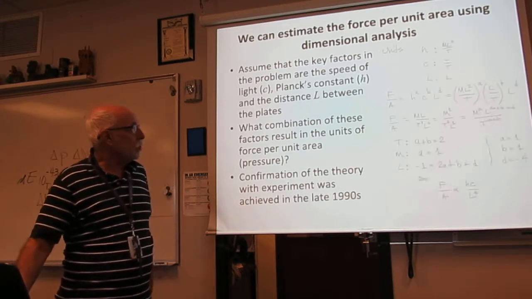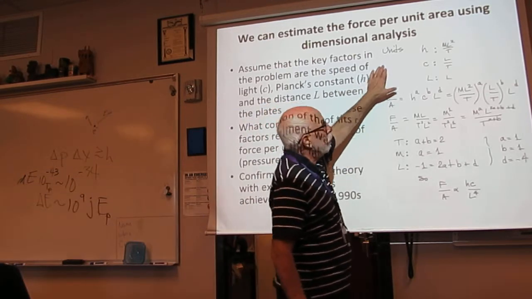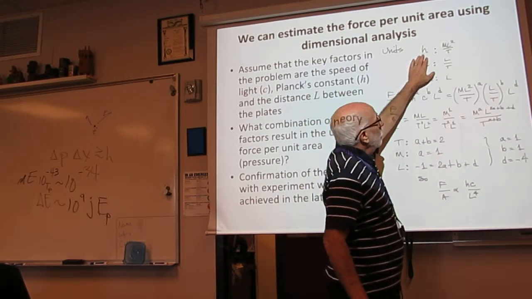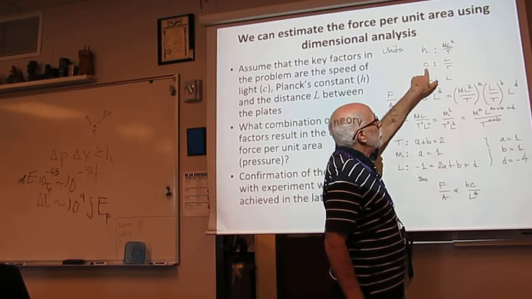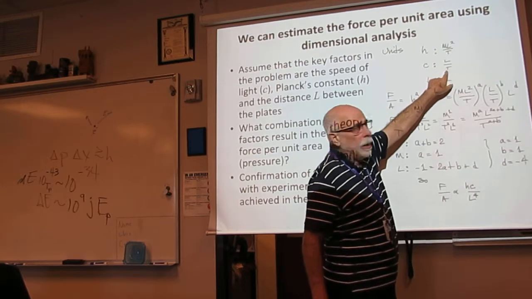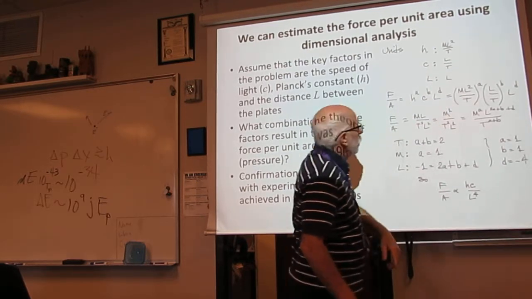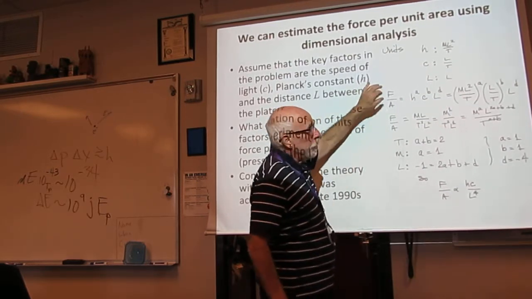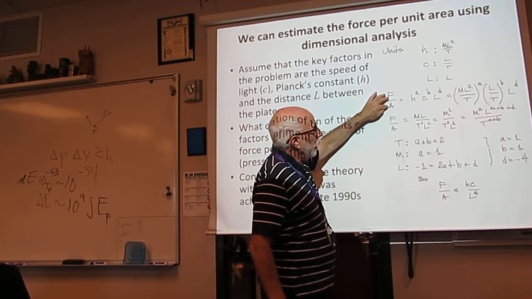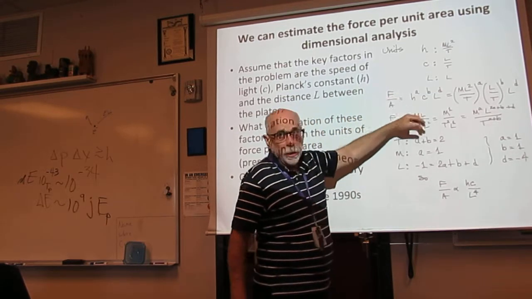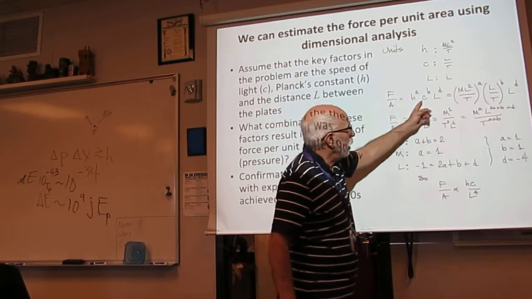Late 1990s, this was measured. So we use a technique called dimensional analysis. Planck's constant has these units. The speed of light does distance over time, you all know that. Length has the units of length. And pressure is represented as force per unit area. I'm not going to go into any detail here about this, but it's relatively easy.